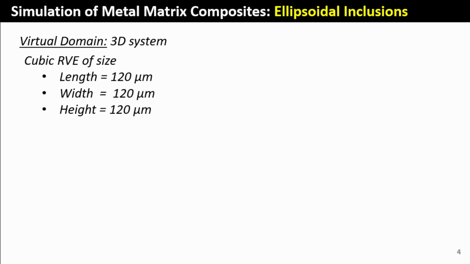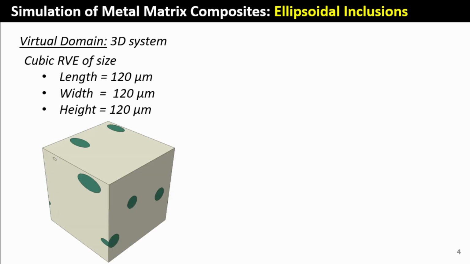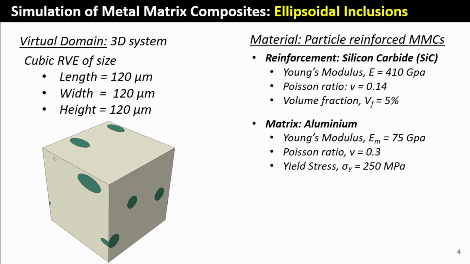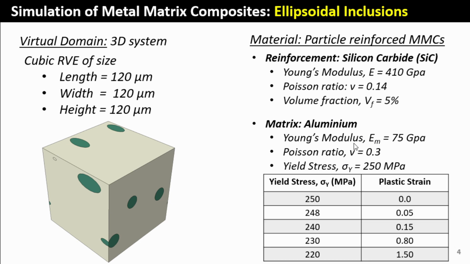So the domain we're going to be using looks like this. It's got dimensions, length, width, and height as given, and the material will be a particle reinforced metal matrix composite where the reinforcement is silicon carbide with properties given. I'd like you to note the volume fraction here is 5%, and the aluminium is the matrix, and I've allowed this aluminium to have a post-yield strain softening.